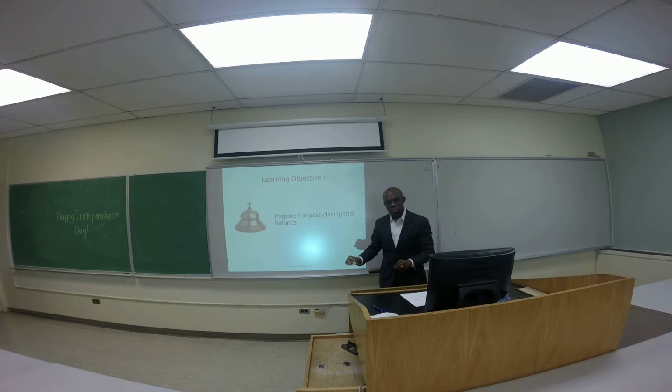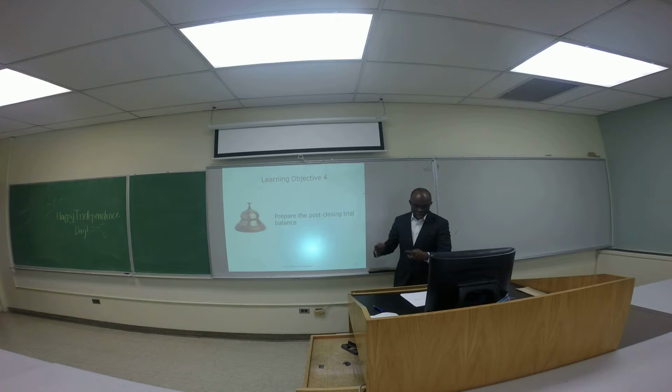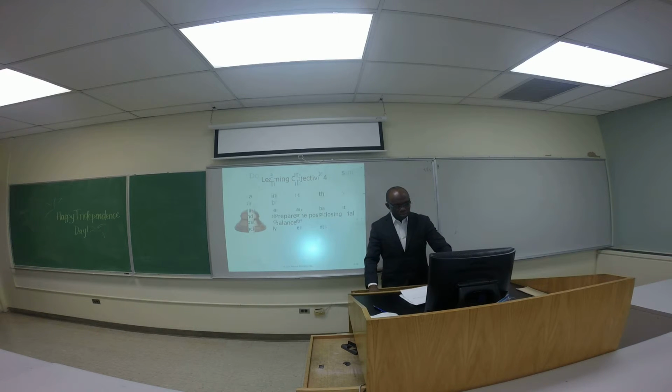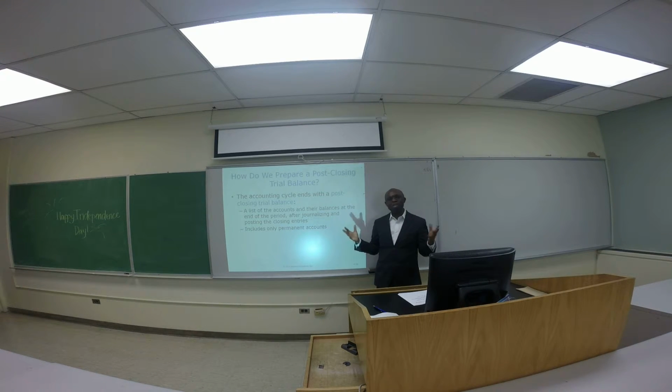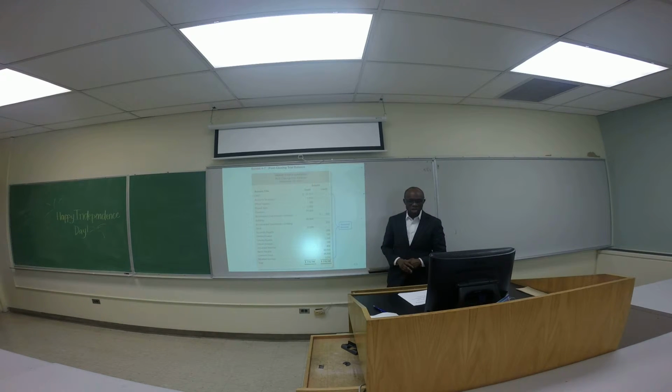So the 3rd trial balance, we call this post-closing trial balance. Why do we call it post-closing? Look at the word post. It means what? After. That means the trial balance that we prepare after closing entries. So the accounting cycle ends with a post-closing trial balance. So obviously there are certain accounts that you're not going to see in the post-closing trial balance. Those are the temporary accounts because they have been closed out and we prepared this trial balance right after closing. So obviously only permanent accounts are going to be there.